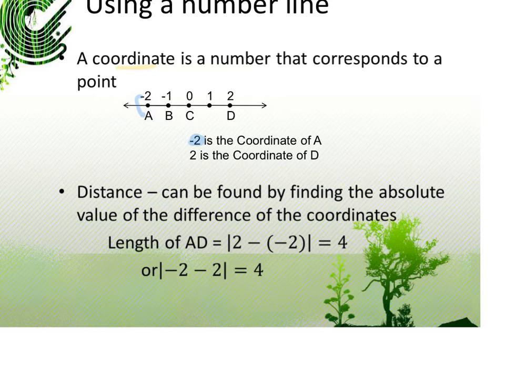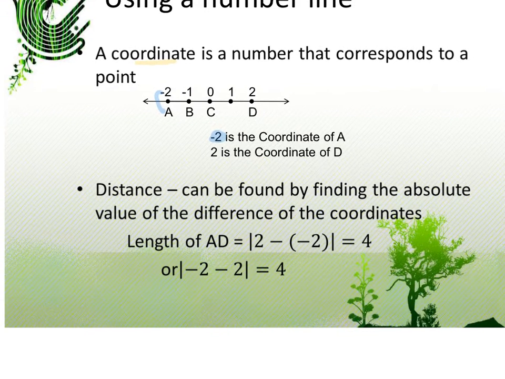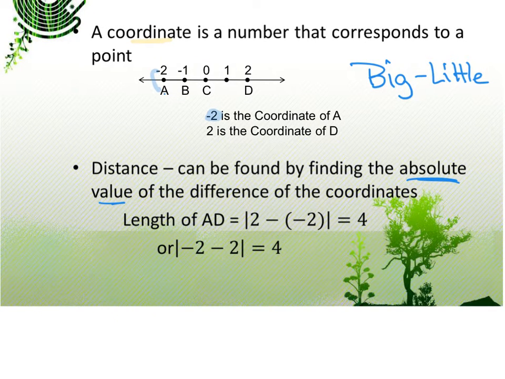When we want to find the distance or the length between two coordinates, we are going to find the difference. We're going to subtract. Now, you can do two things here. The official way is to find the absolute value of the difference of the coordinates. However, if you just do big minus little, then you don't have to worry about taking the absolute value of the two numbers.